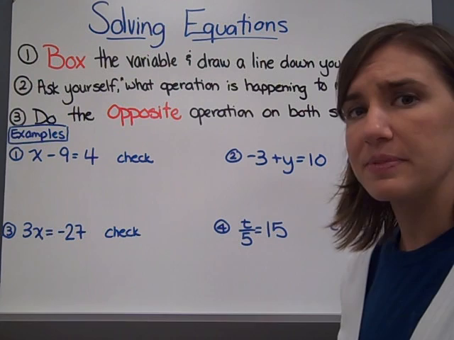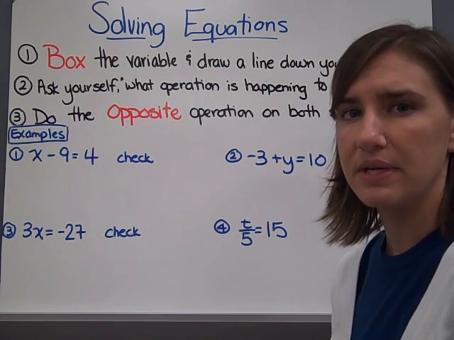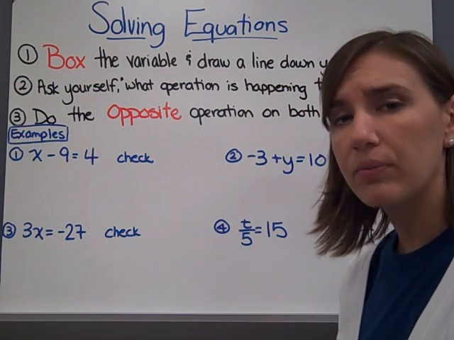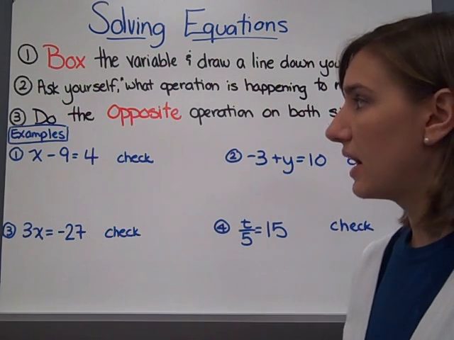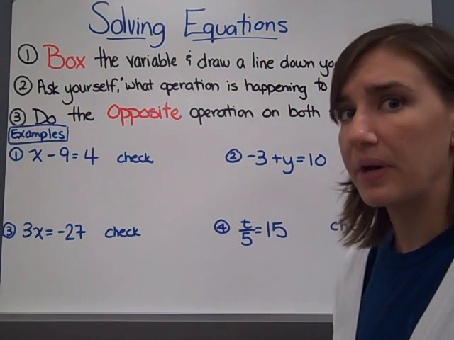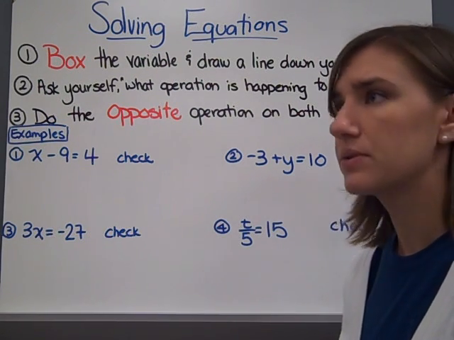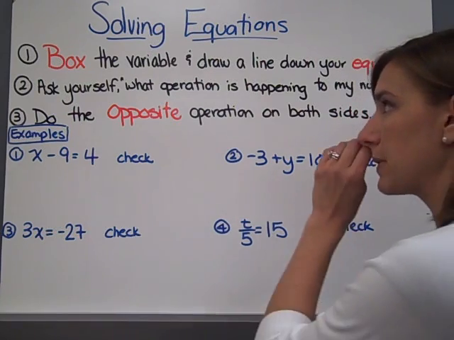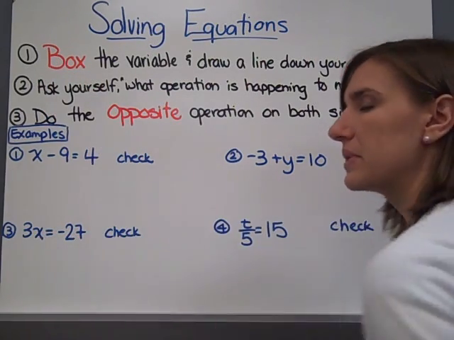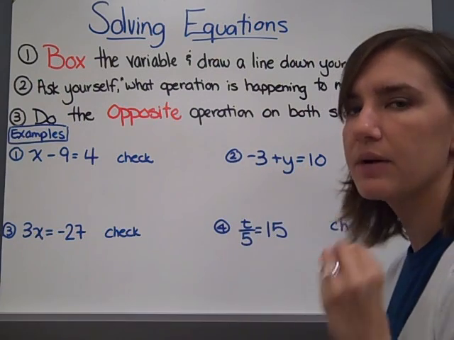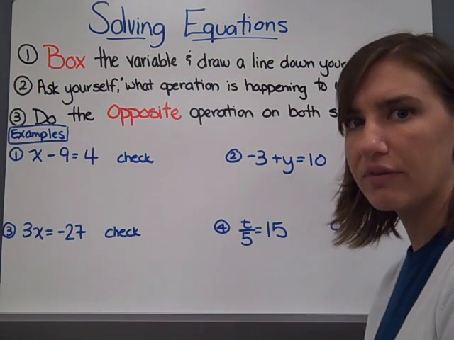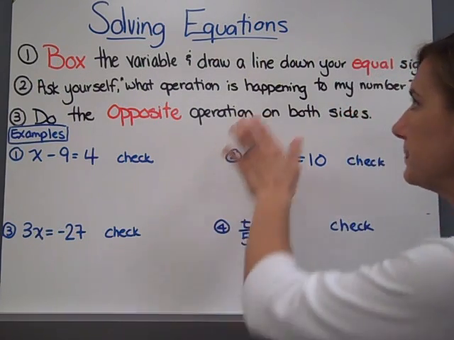So there's a couple of steps, and I do require that you do this. It's not an optional thing. I want you to do all of these steps, and I'm going to expect you to do those steps, and we'll count off for it if you don't do it on a quiz or a test. First, I want you to box the variable. The reason I have you do that is because it helps your eye pick out where you're solving and what side you're solving on.